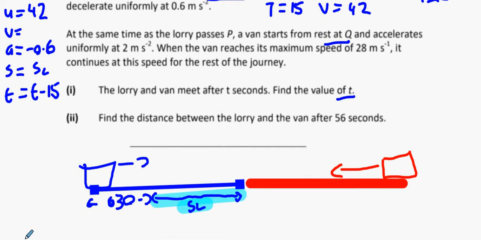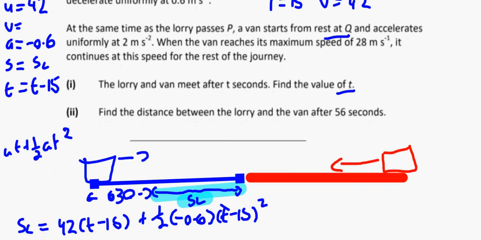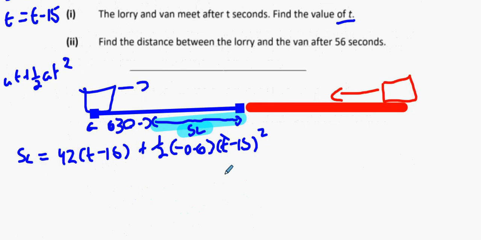So we'll get S_L now. So it's going to be ut plus a half at squared. So it's going to be 42 times (T minus 15) plus a half times minus 0.6 times (T minus 15) squared. Okay? So that's the blue region in there.